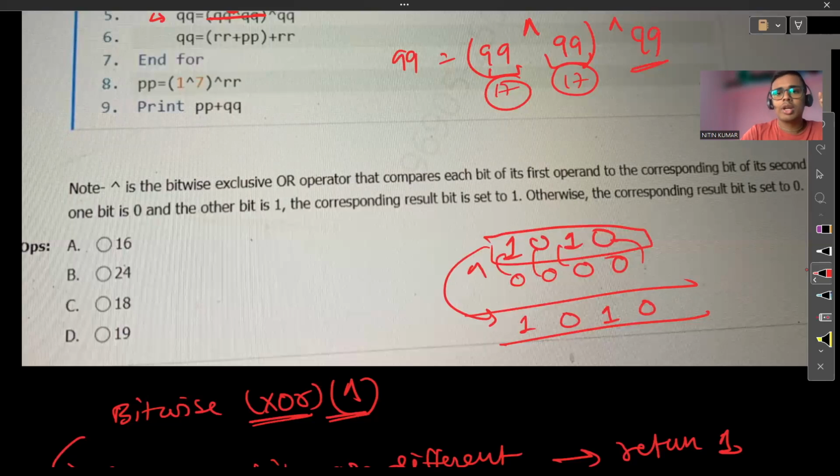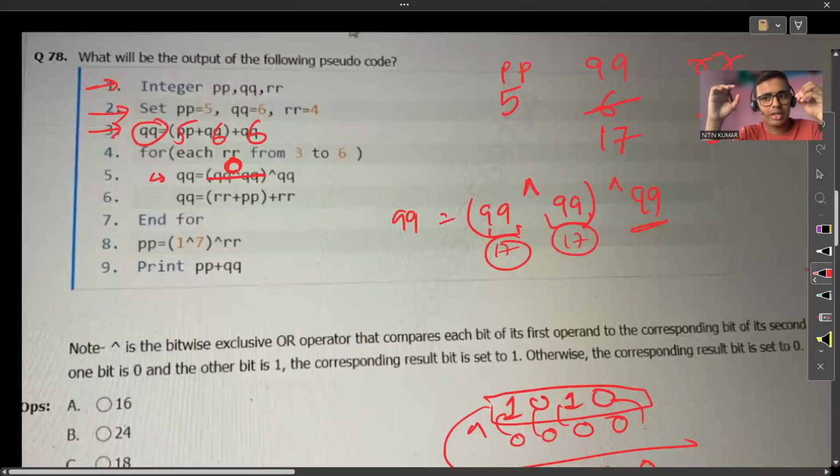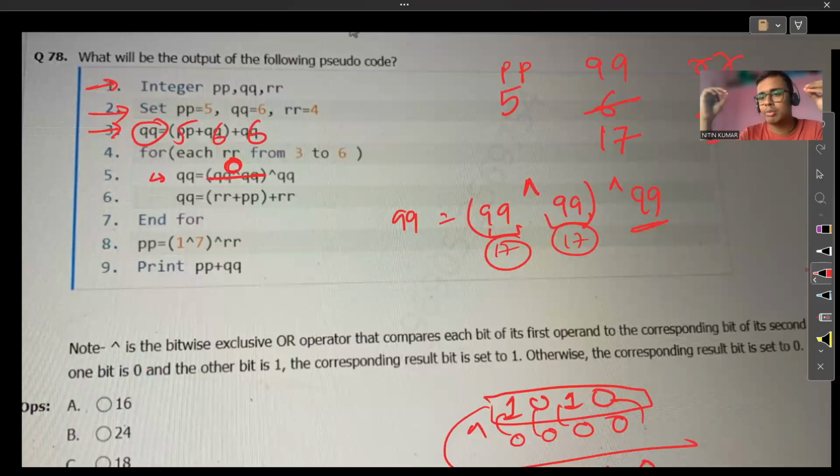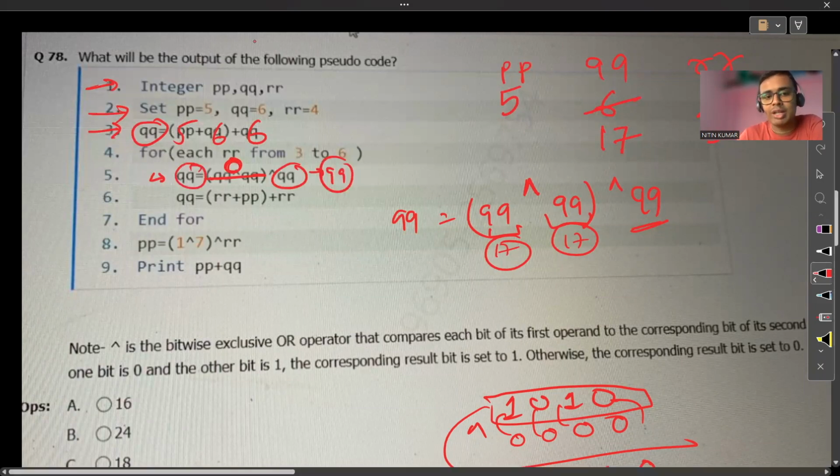So there is a rule for XOR: if we take the XOR of two numbers of the same value, we ultimately get 0. And if we take the XOR of 0 with any value, we get that value itself. So 0 XOR QQ will eventually give me QQ, and this QQ will be stored in QQ. So QQ equal to QQ is ultimately what is written here.